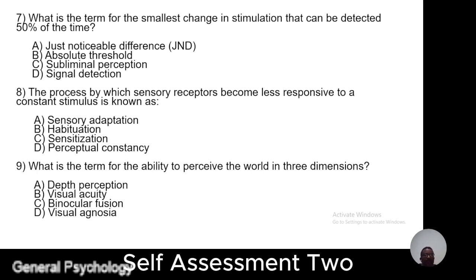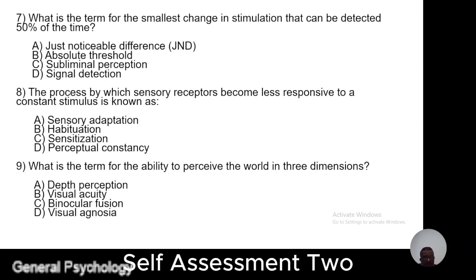Question number 7. What is the term for the smallest change in stimulation that can be detected 50% of the time? A, just noticeable difference, which is JND. B, absolute threshold. C, subliminal perception. D, signal detection. Question number 8. The process by which sensory receptors become less responsive to a constant stimulus is known as what? A, sensory adaptation. B, habituation. C, desensitization. D, perceptual constancy.